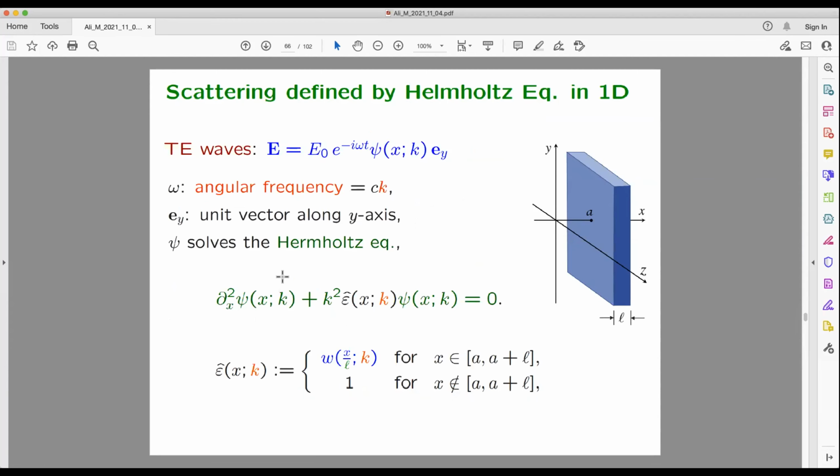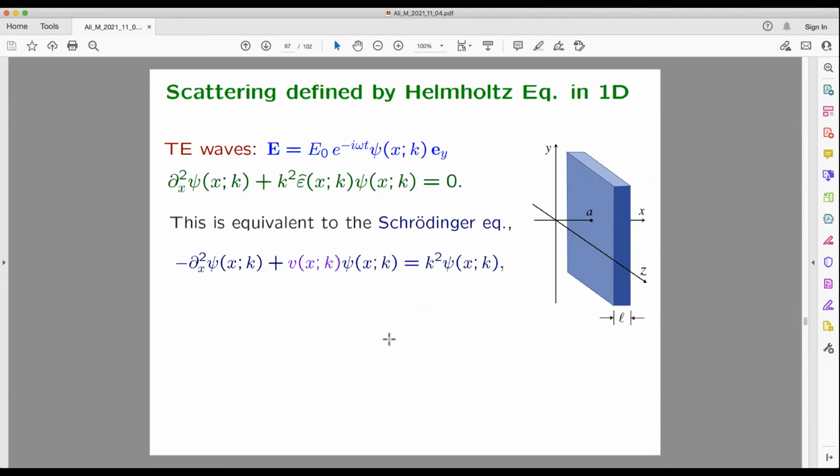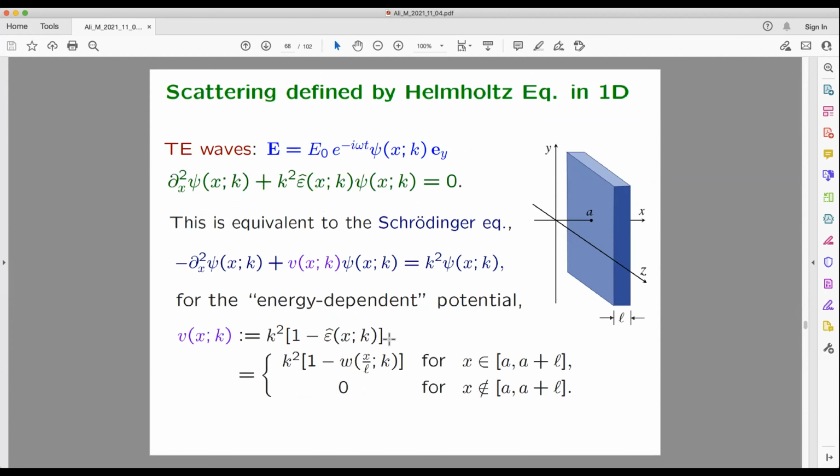Now, if you consider TE waves propagating with the slab, you can find solutions of the wave equation of this form where this psi satisfies the Helmholtz equation, right? Outside of the slab, permittivity is 1, inside is given by this function W. And it is very well known that you can write this in the form of a Schrodinger equation for a K-dependent or energy-dependent potential given by K squared (1 minus epsilon). Outside of the slab, the potential is 0, so it's finite range. And inside, essentially, it can have any X dependence that you can think of.